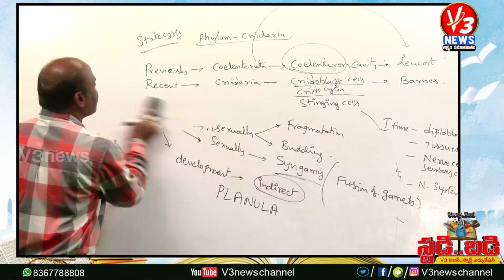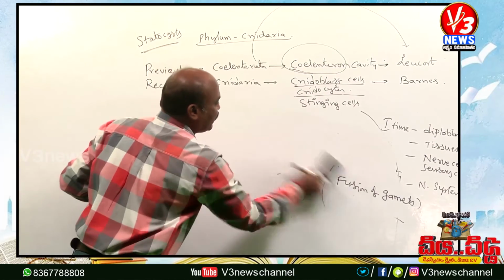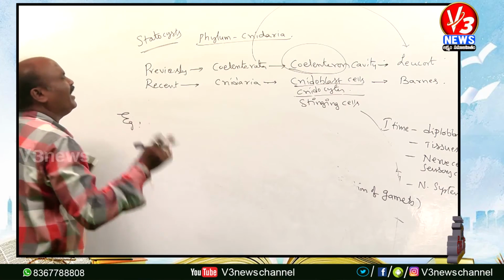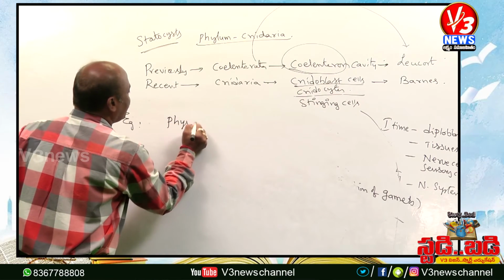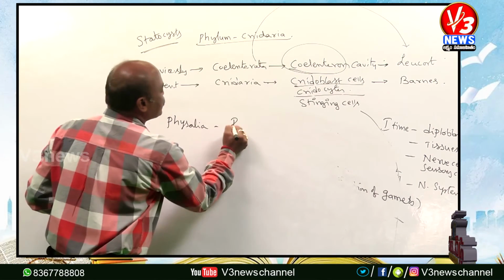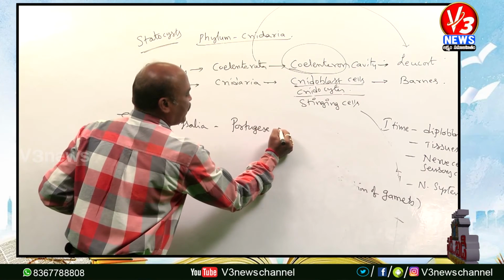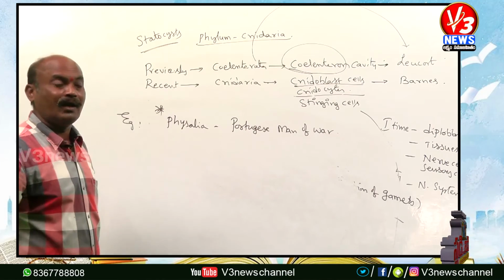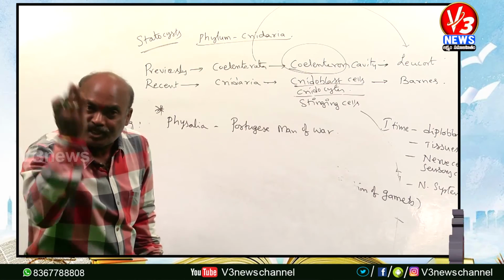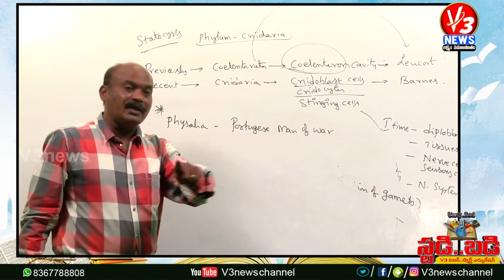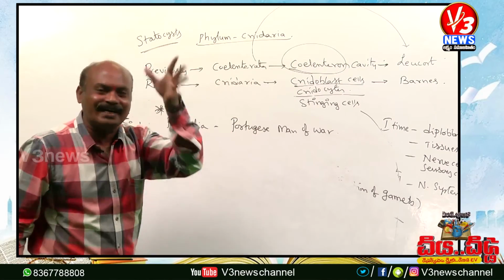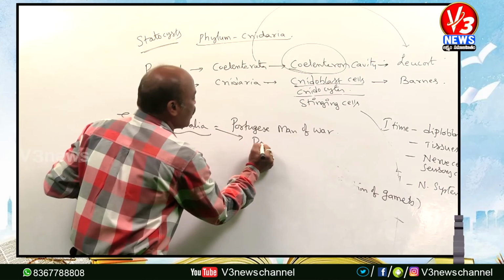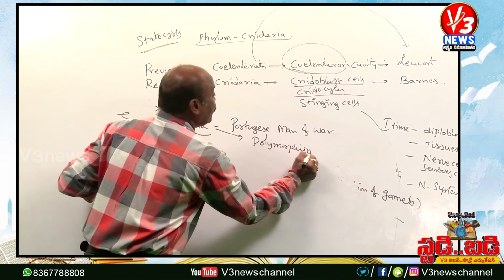Now coming to examples. Examples are also very, very important. Last 3 examples are there. Last 1 minute. Very important example: Physalia. This is a scientific name. It is commonly called Portuguese man of war. Physalia, very important example. What is its speciality? That speciality was asked many times in previous examinations. This is the only Cnidarian that exhibits polymorphism. Very, very important point.